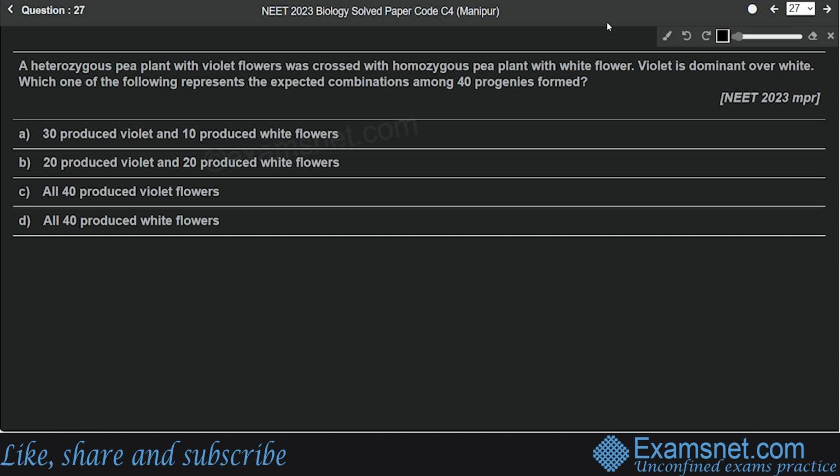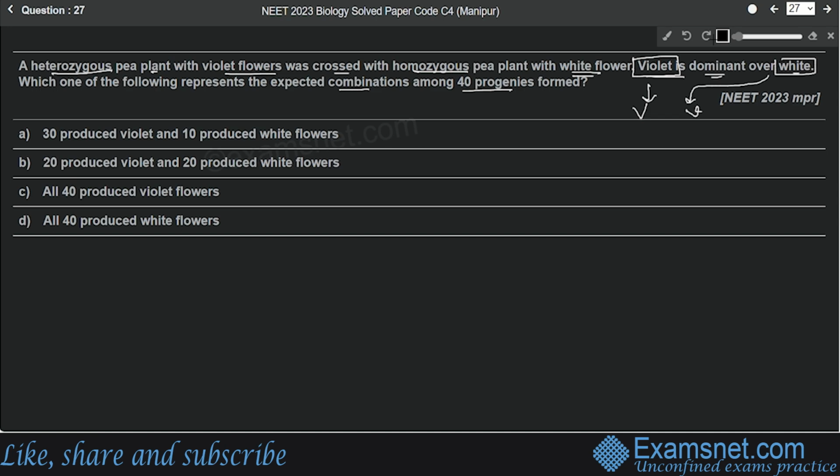Question number 27 is from the chapter Principles of Inheritance and Variation, and the question is a heterozygous pea plant with violet flowers was crossed with homozygous pea plant with white flower. Violet is dominant over white. Which one of the following represents the expected combinations among 40 progenies formed? So it is given that violet color is dominant over white color. That means if violet is represented by capital V, then white will be represented by small v.